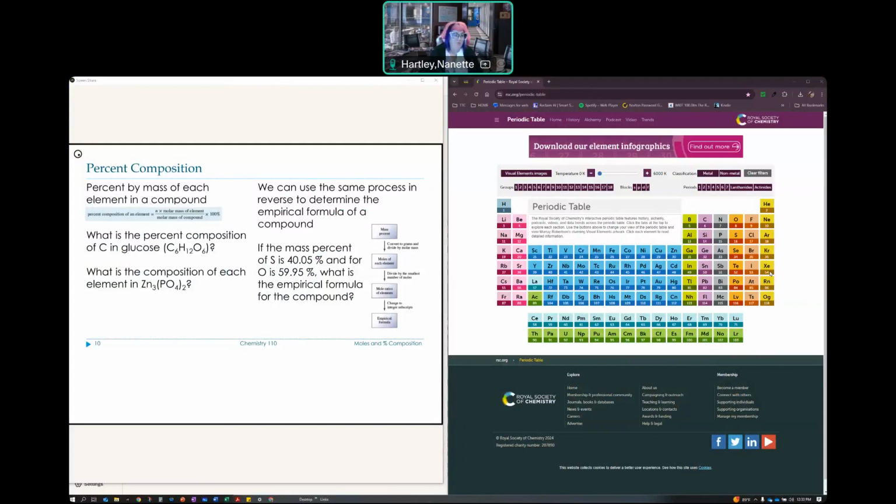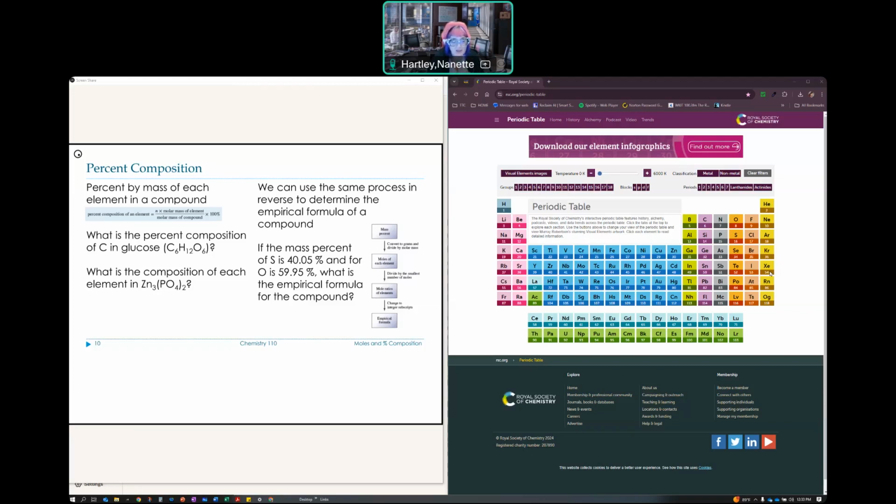First, we need to define a percent composition. So percent composition, percent by mass of each element in a compound, is the percent composition of an element. And so it's the number of that element times the molar mass of that element divided by the molar mass of that compound times 100. So that's our definition. So let's talk about that in terms of an example.